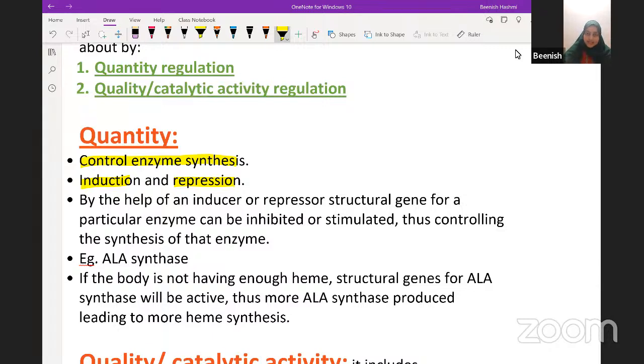Another example is ALA synthase. This is an enzyme in heme synthesis. If the body does not have enough heme, the structural genes for ALA synthase will be active. So the genes that synthesize ALA synthase will be activated, thus more ALA synthase is produced, leading to more heme synthesis. So this is an example of activation, that is induction of the structural genes for ALA synthase, and the previous one was an example of repression of the structural genes for HMG-CoA reductase. So that is how you bring about regulation, by controlling the quantity of the enzyme synthesized.